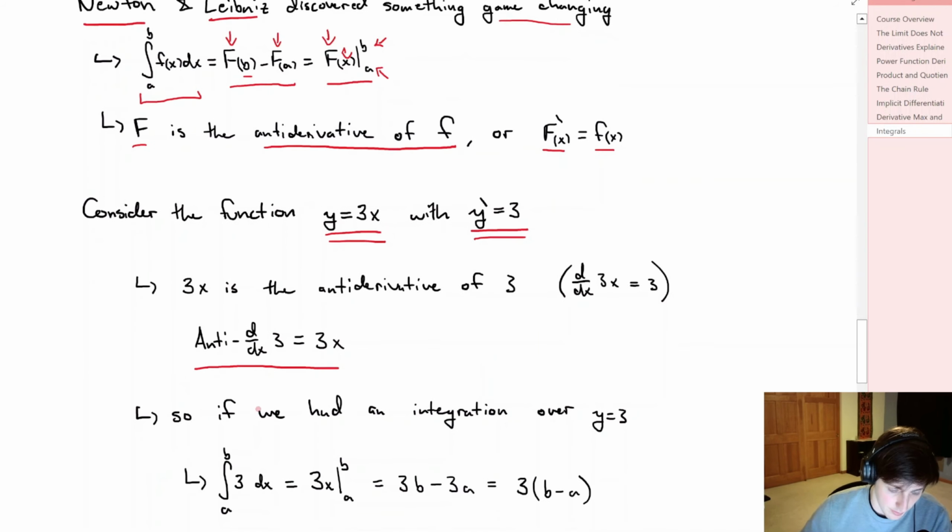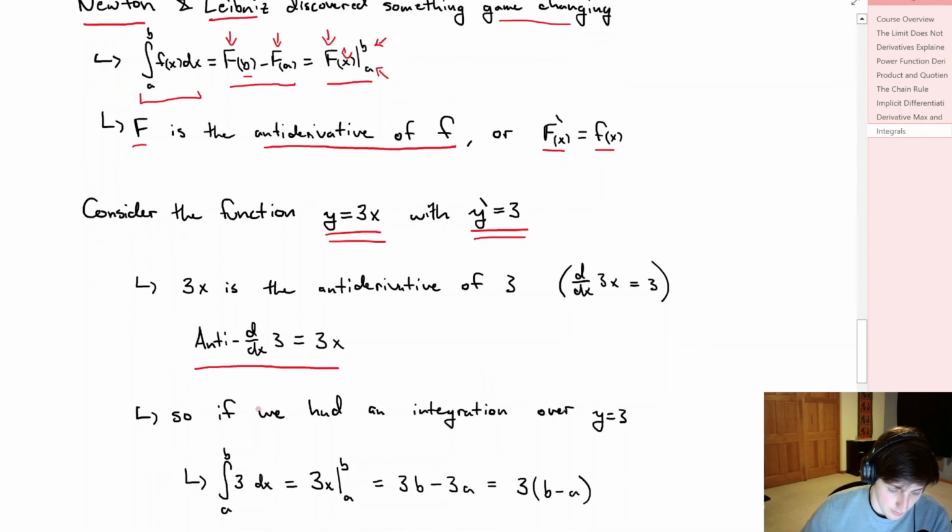So let's say we want to integrate over the function y being equal to 3 now. So forget about these right here. Don't let that confuse you. So we're going to have the integral from a to b of 3 with respect to x. And we know that the antiderivative of 3 is 3x. So what we would do, we would take this and plug it in. So our antiderivative is 3x.